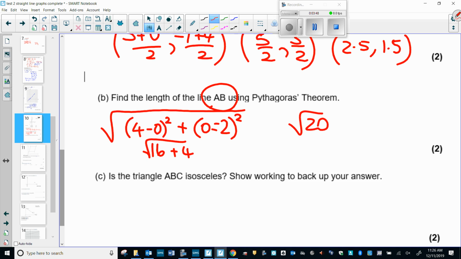Is triangle ABC isosceles? Show working to back up your answer. So you're not going to get any marks for saying yes or no. Just FYI, because that's a 50-50. And they've said you need to show working. So you have to go back to thinking, right, what do I know about an isosceles triangle? What feature of an isosceles triangle do you think they might be looking for?